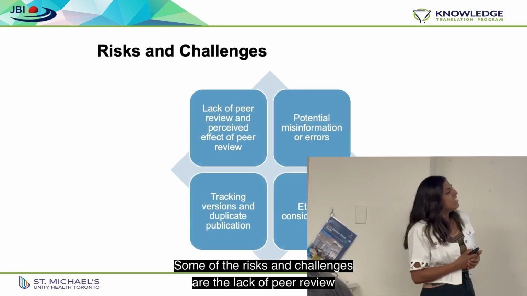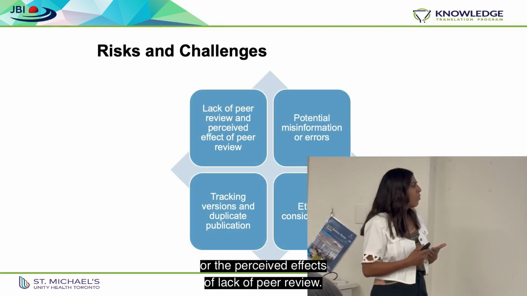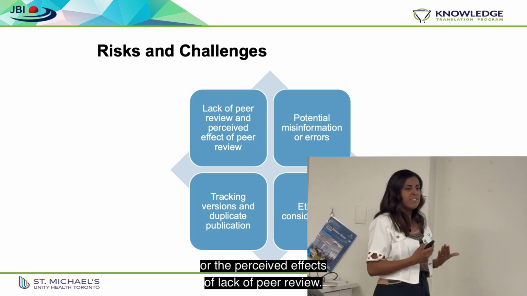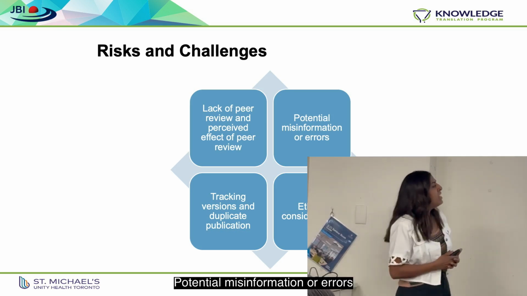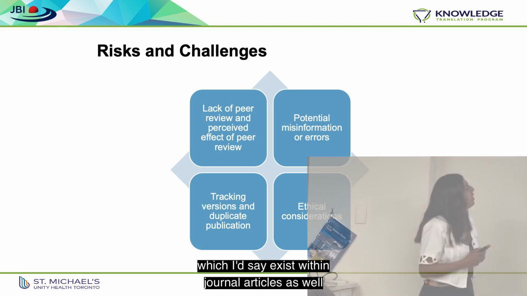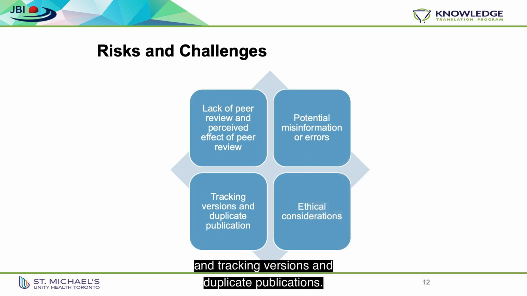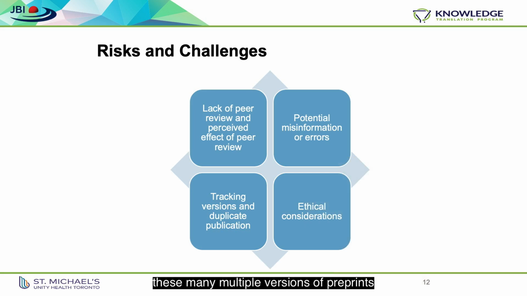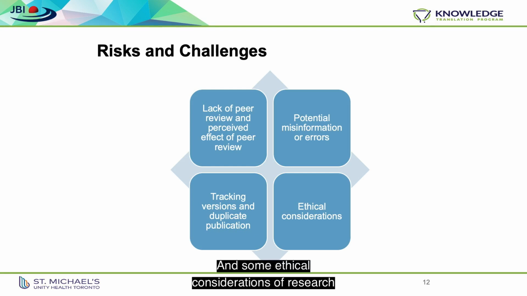Some of the risks and challenges are the lack of peer review, or the perceived effects of lack of peer review, potential misinformation or errors, which I'd say exist within journal articles as well, and tracking versions and duplicate publications. So there's an idea that I mentioned, these multiple versions of preprints, and then also they sometimes transition into a journal article, and those can look a little bit different than the preprint, so how do we keep track of that? And some ethical considerations of research that could be potentially dangerous or high risk being published in a preprint or put in a preprint server.